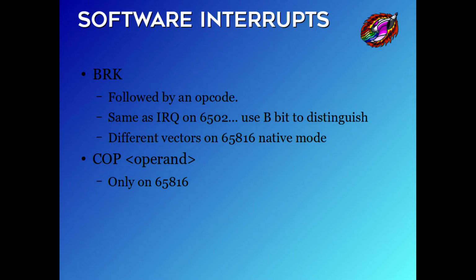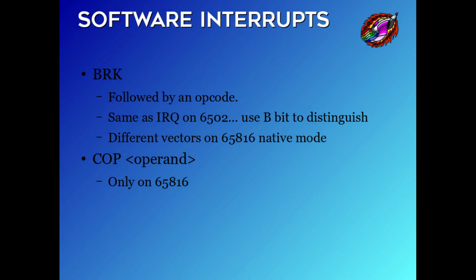On the 65816, there's a second software interrupt, after a fashion. It's the COP instruction, COP. This does have an operand as well, and the assemblers actually include the operand this time. This goes to, again, a completely different vector for the interrupt. And what the COP instruction was originally for was coprocessors.